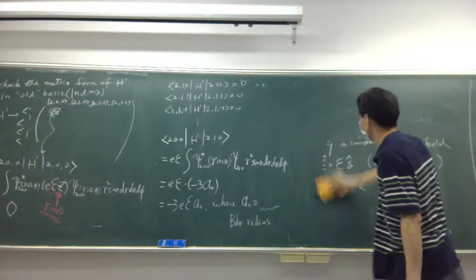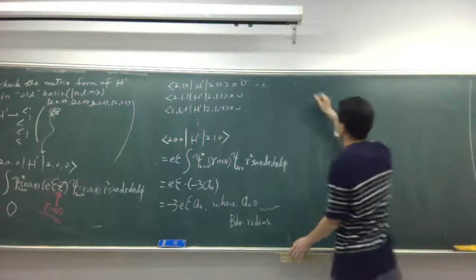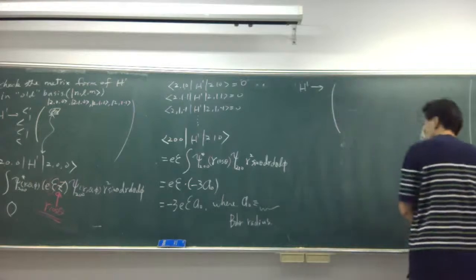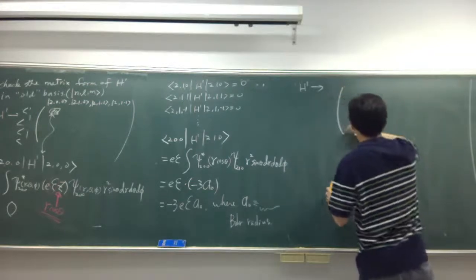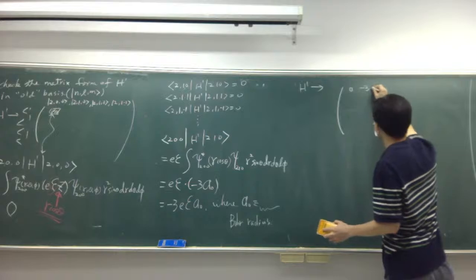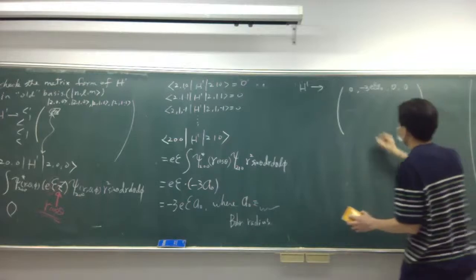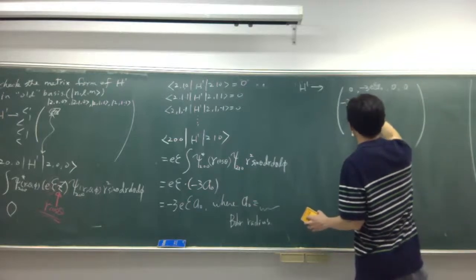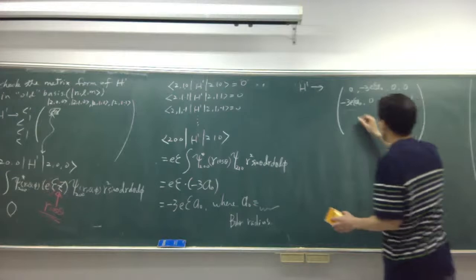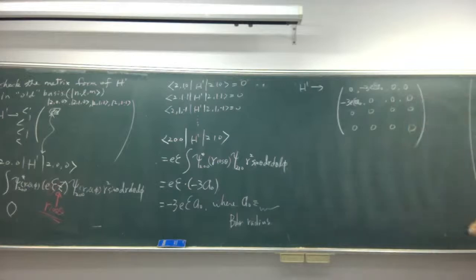So finally, your H1 in this space looks like 0 and off diagonal 3 E A naught, 0 0 minus 3 E A naught 0 0 0. All the other elements are 0. Okay.